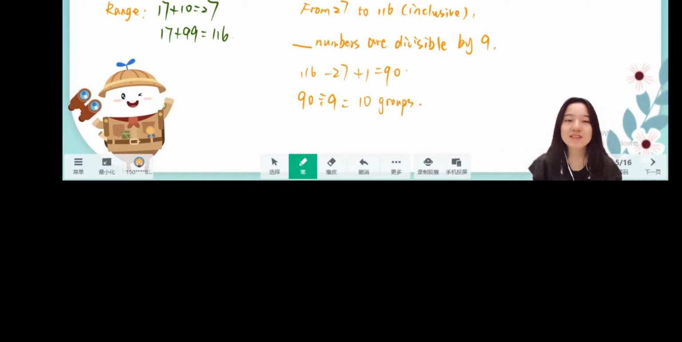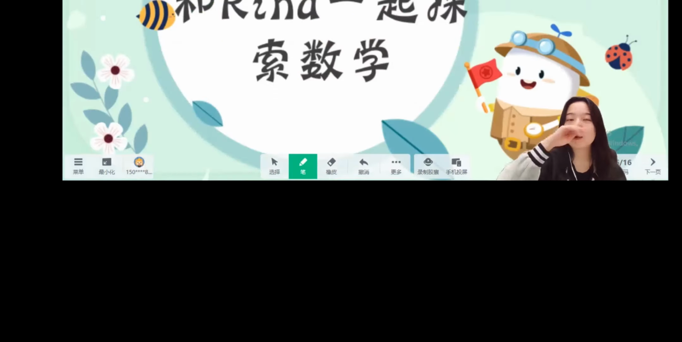Also, you can use another way, like listing all the numbers that meet this condition, or just finding how many multiples of 9 there are from 1 to 26, and how many from 1 to 116, then doing a subtraction. Both are acceptable. So that's how we solve this kind of problem related to divisibility.